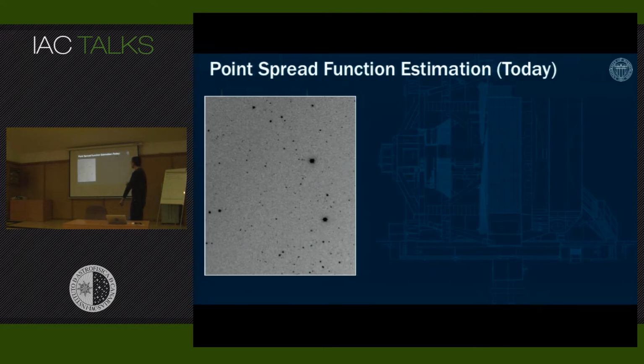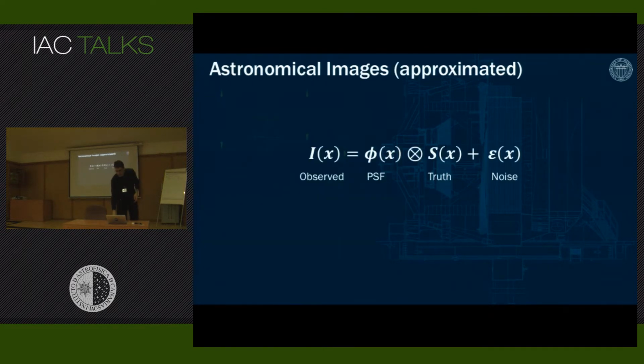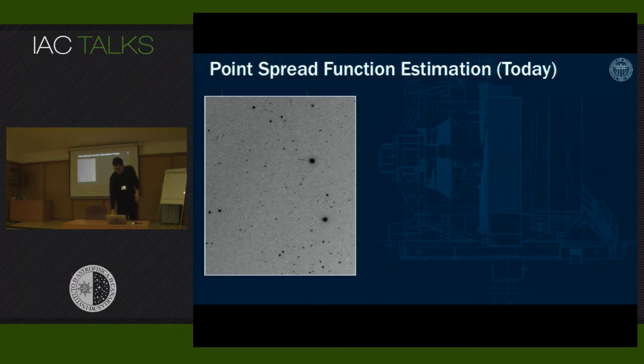Okay, so if you look at this equation, there are two things that we want to know. Well, there's one thing that we want to know, which is truth. But to get to the truth from the observations, we need to understand something about the noise, and we need to understand something about the point spread function. So we need to estimate the point spread function. How do we do that? This is what's typically being done today. We try to estimate the point spread function from the data, because we know there are points in the data that have just been spread out by the point spread function.